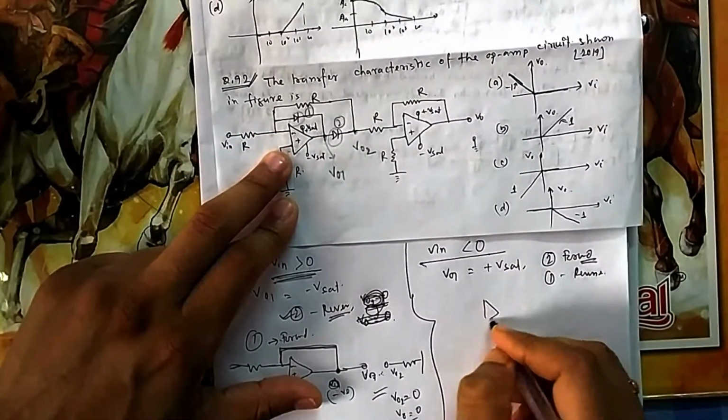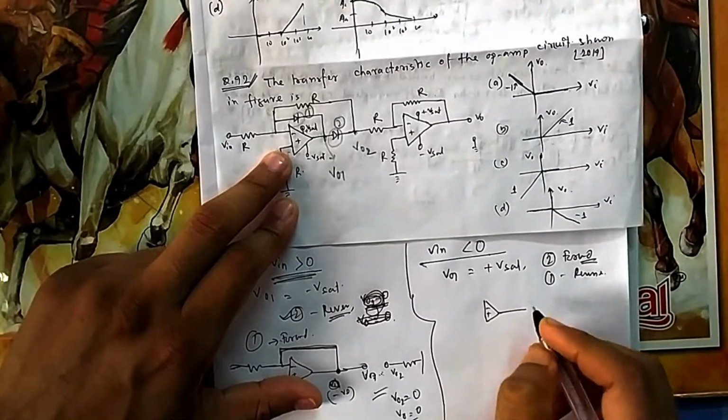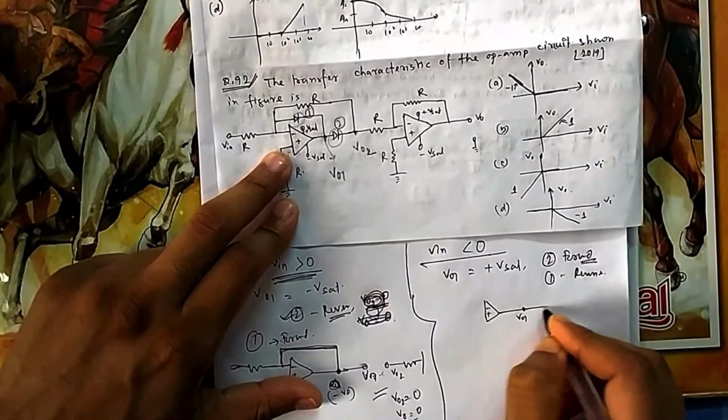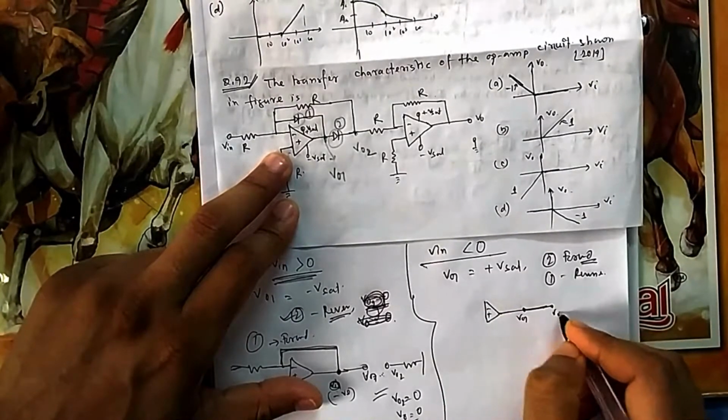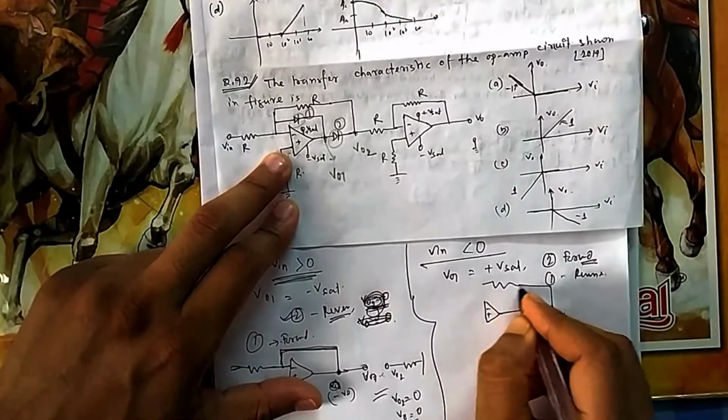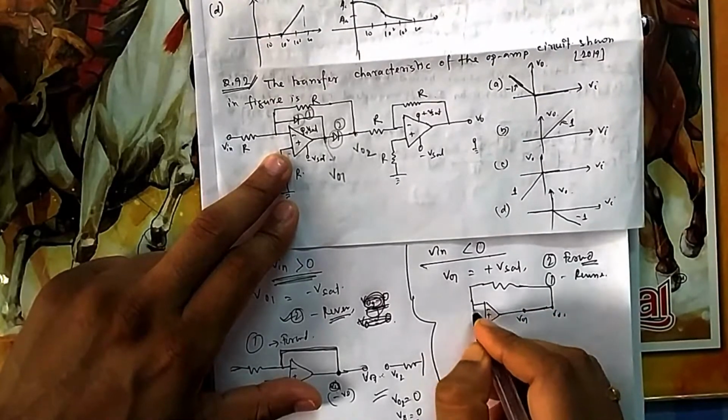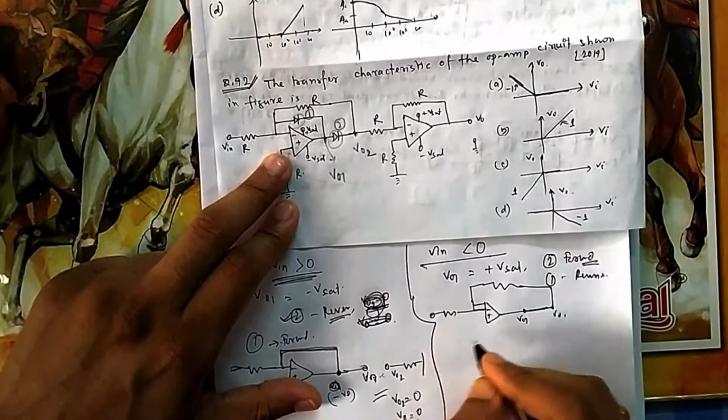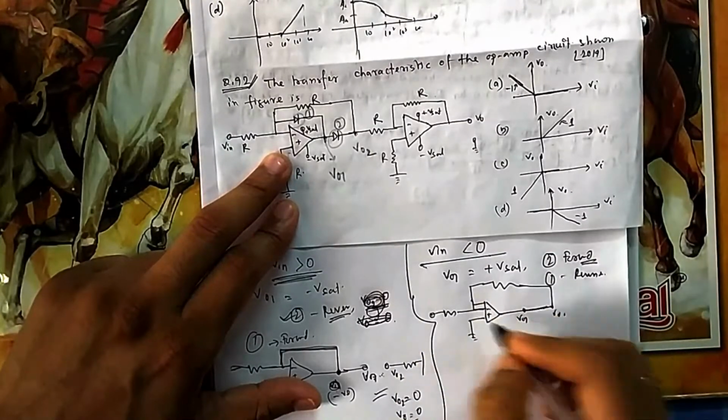Now my circuit will look like minus plus. This is V01 and this is shorted now. So it is V02 and there is a resistance which is connected to negative feedback. And then this is R, this is V0 and this is ground. Okay, so it is a standard one now.